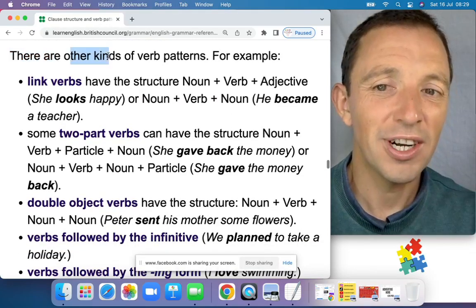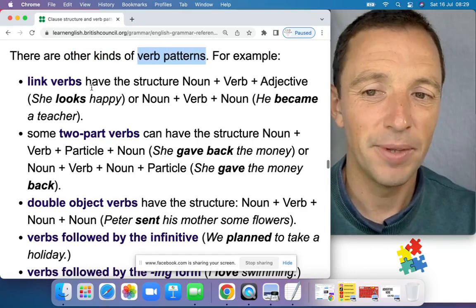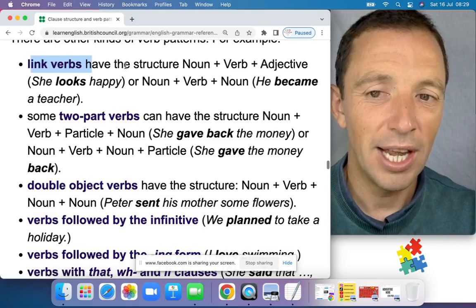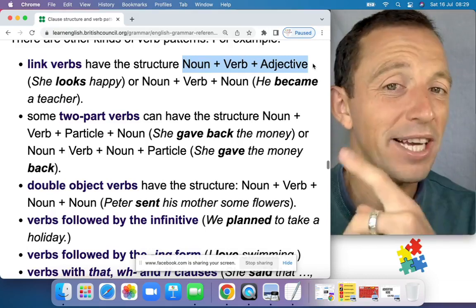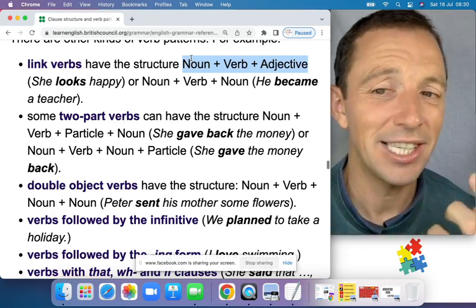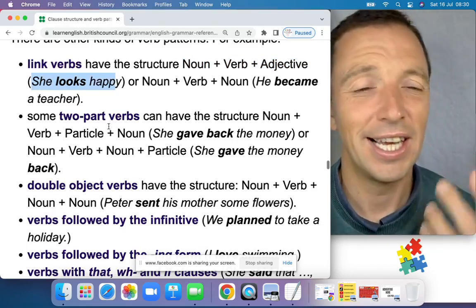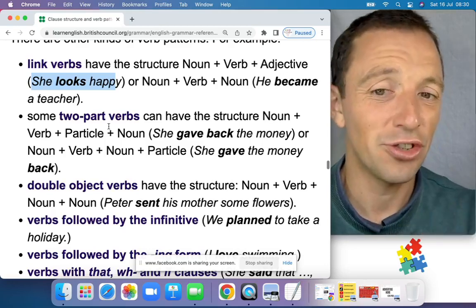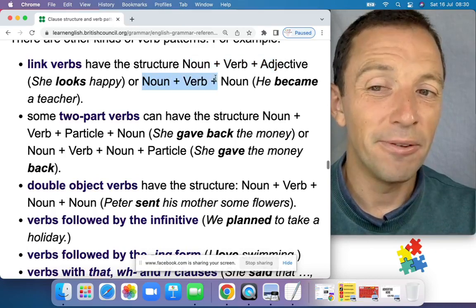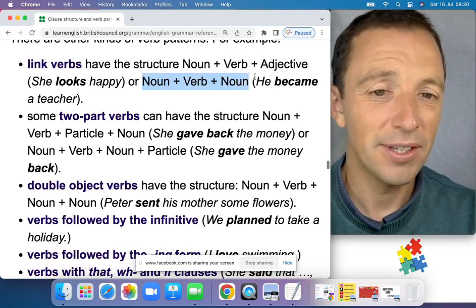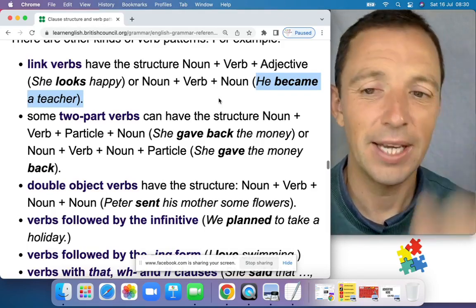There are other kinds, other types, other sorts of verb patterns. For example, link verbs. A link verb has the structure noun, verb, and adjective. We have seen a couple of link verbs already. So you have the subject, the verb, and adjective. This is known as a link verb. She looks happy. She appears tired. He seems hungry, etc., etc. Noun, verb, and adjective. Or noun, verb, noun, which is possibly a link verb as well. He became a teacher. Okay.